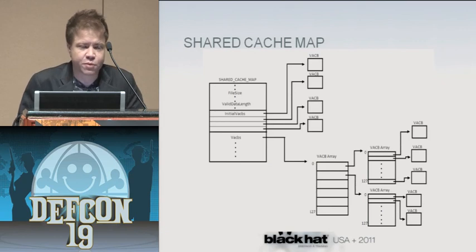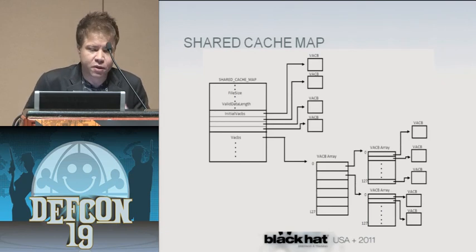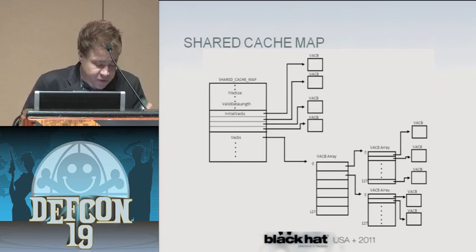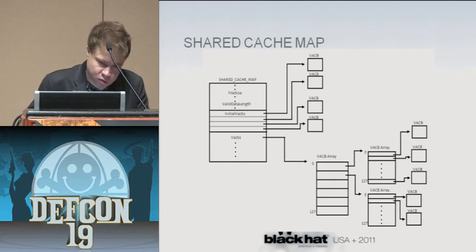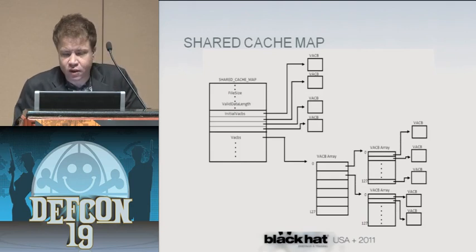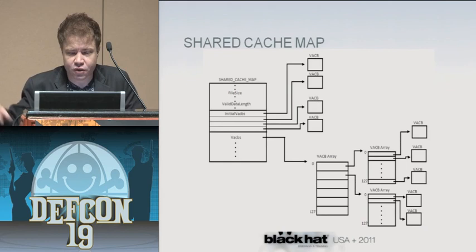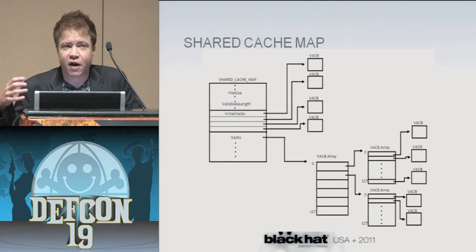Here's what the shared cache map would look like, kind of conceptually. This, obviously at the bottom, is just 2 levels deep. And if we parse this, we'll get all the file data that is present in the cache.